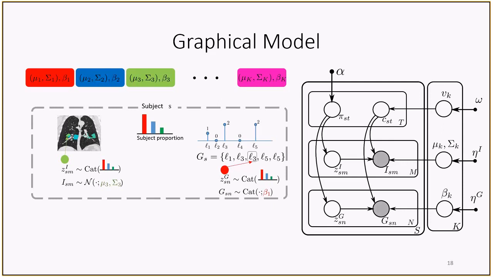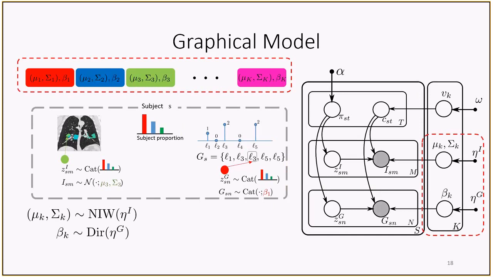So this part of the graph explains the subject-level proportion. This part explains the imaging observation. This part represents the genetic observation. And we are not relating them, so there is no arrow between them, which means they are not dependent on a subject level. We are not relating them on the individual supervoxels. Make sense?